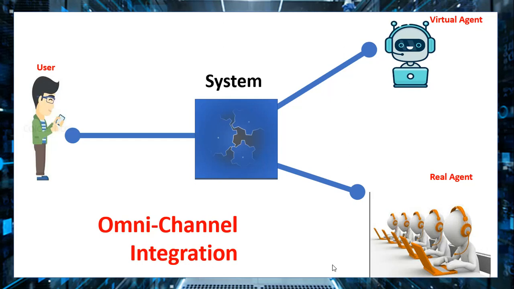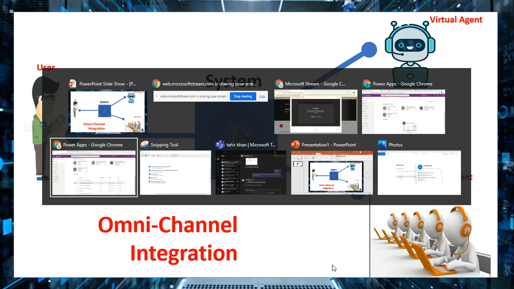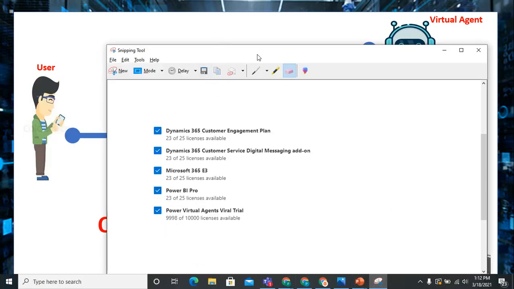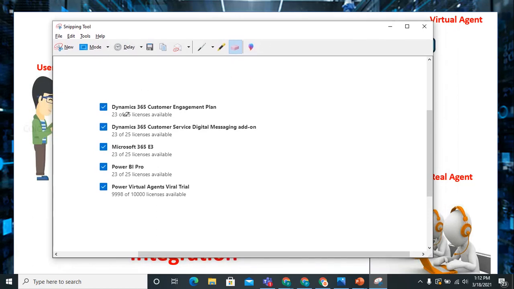Okay, so let's start from the starting. What basic licenses do we require for the omni channel? Okay, so let me just take you to that. You can see on this screen I have added these five licenses: Dynamics 365 Customer Engagement, messaging add-ons, E3, Power BI Pro, and the Power Virtual Agent. We need these five licenses in order to build that type of feature in our system. Okay, so let's start with that.